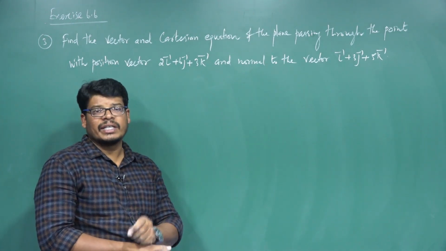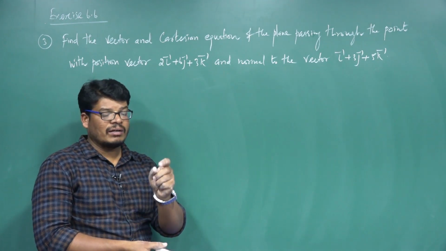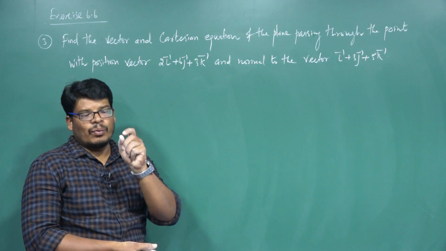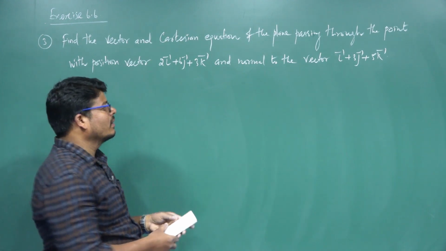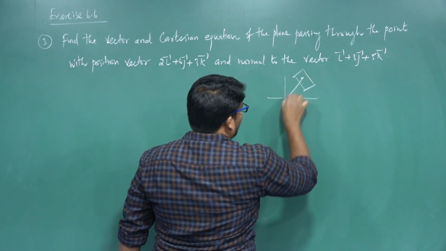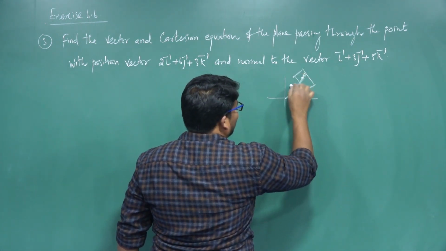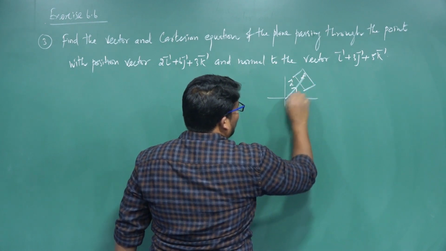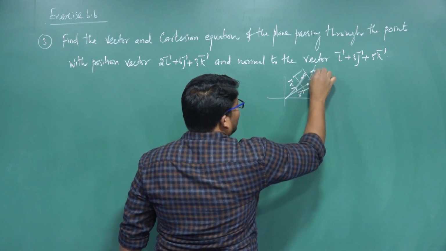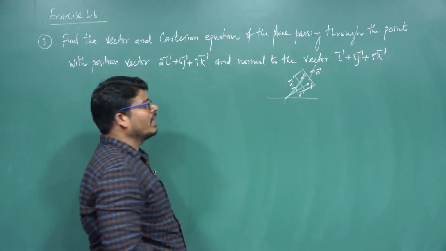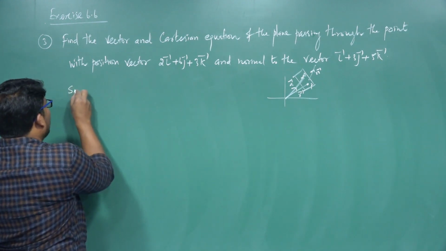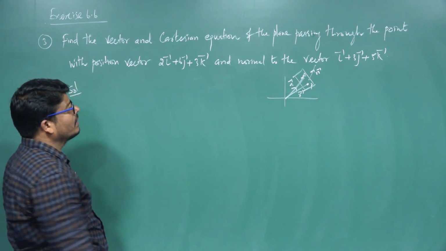The vector equation is r vector dot n vector equal to a vector dot n vector. That is, one point and one normal vector are given. The given point is the a vector, and the point let P be r vector, and the normal vector is n vector. That is the vector form: r vector dot n vector equal to a vector dot n vector.